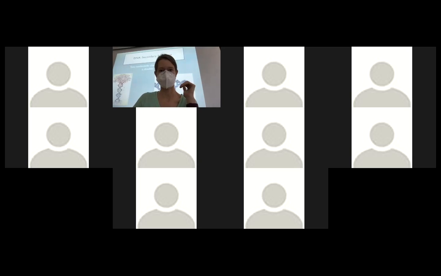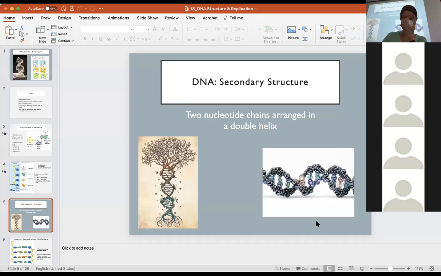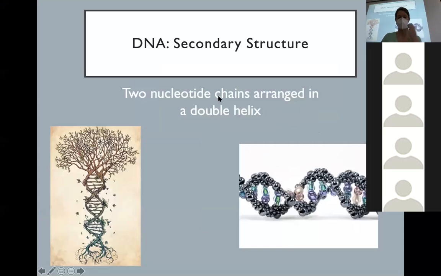Let's go back to there. So the secondary structure. I talked about the one nucleotide chain and what a nucleotide is made of. Now we're going to get into how two of those come together and create this really lovely double helix that is DNA.